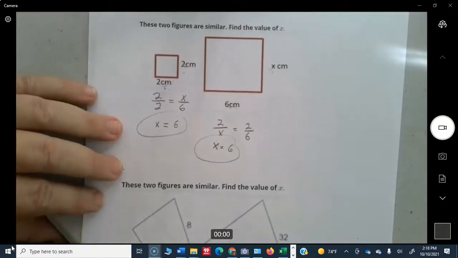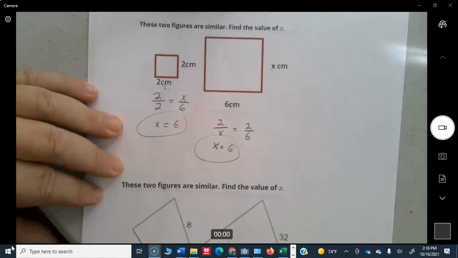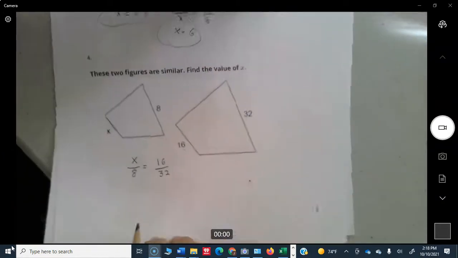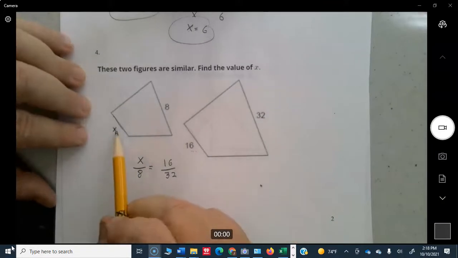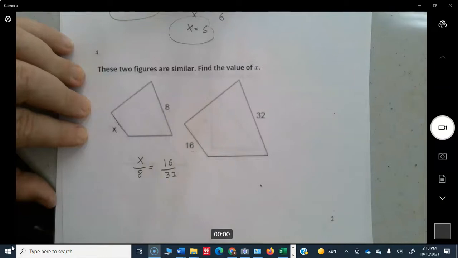Okay, all right, so here we go. So we can see what the corresponding sides are, x and the 16, and the 8 and the 32. So we're going to say x is to 8 as 16 is to 32. And some of you can do this in your head. Whoops, I'm not even on screen, sorry. Let me do that again. So x is to 8 as 16 is to 32. That's what I wrote right there. Okay, so again, some of you can do this in your head. I'm going to still cross multiply, do it the proper way that you have to do it sometimes.